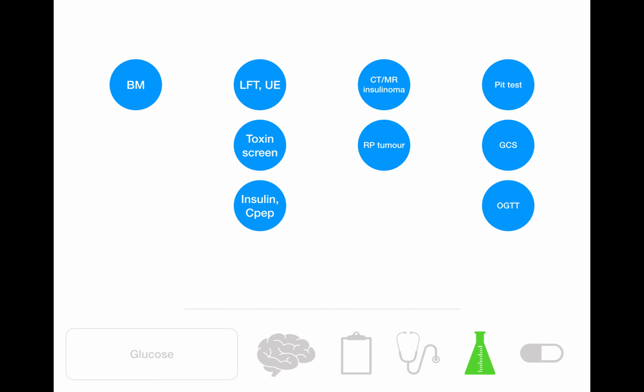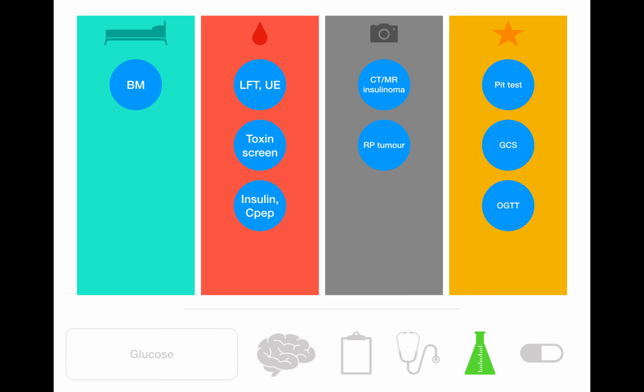There are a few more that we'll go into. Whoops, that came out badly. So bedside, bloods, imaging, and special. So bedside, obviously, you can do a BM. Bloods, you need a full blood count, LFTs and UNEs. LFTs, because as we said, any liver issues can cause hypoglycemia. UNEs, because you need to check renal function, because uncontrolled diabetes is nephrotoxic. You'll have diabetic nephropathy. You could also throw in an ophthalmoscopy for bedside if you're so interested.